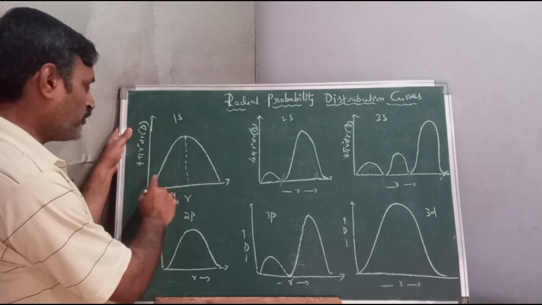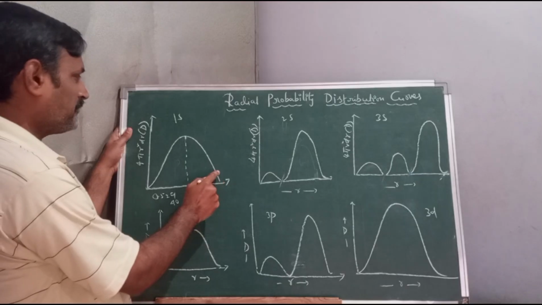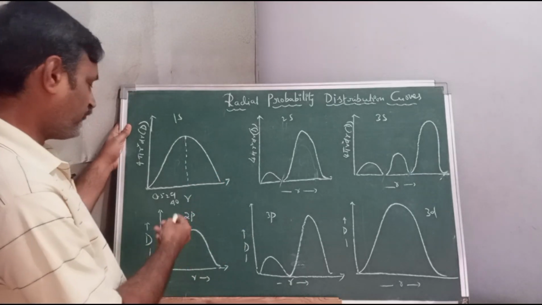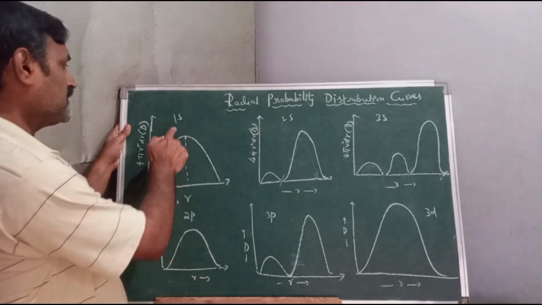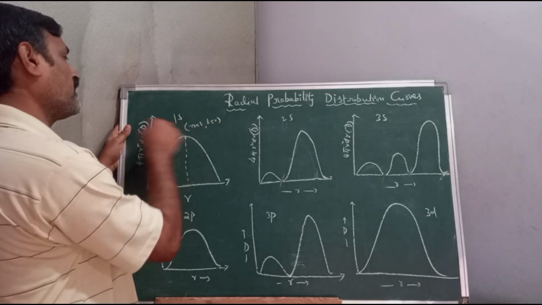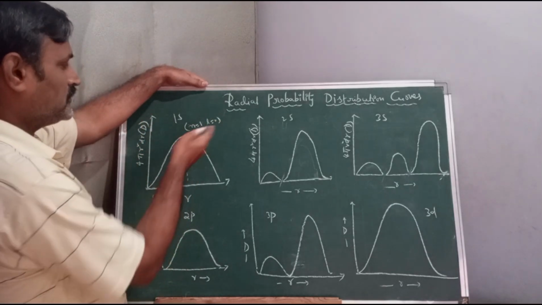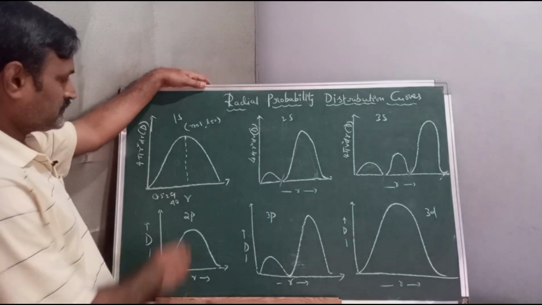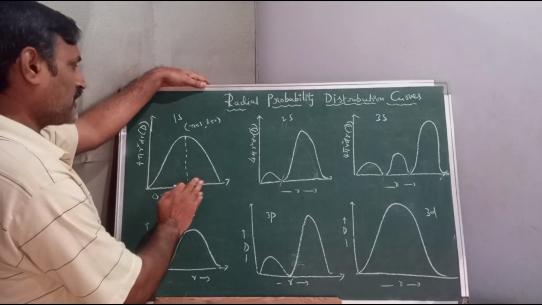So we have got one peak here. The number of peaks can be calculated by finding n minus L. Here n is equal to 1 and L is equal to 0 for the 1s orbital. So one peak came, and in this there is no nodal plane.